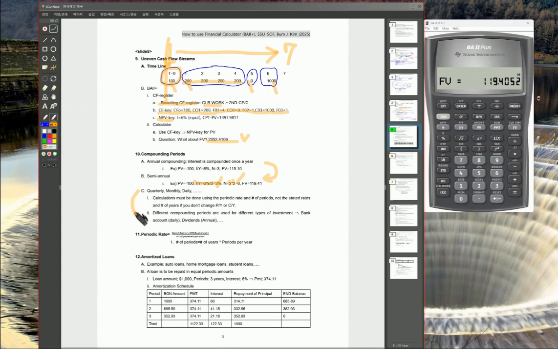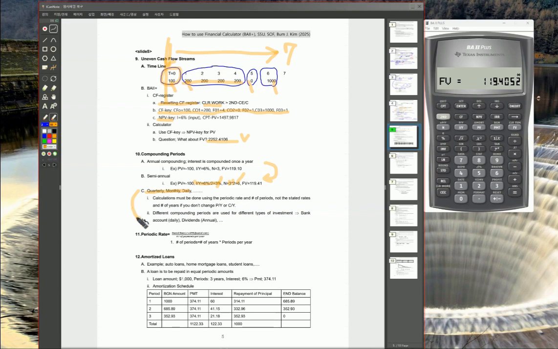Obviously, there are many different frequencies of compounding: quarterly, monthly, daily, and so on. Calculation must be done using the period rate and number of periods. Whatever the actual length of the period, when you're using the calculator, you only focus on the period rate and number of periods, not the stated, quoted, or nominal rates and the number of years. If you don't change the C/Y setting, and we mentioned that we're not going to change that setting at all, we only focus on the periodic rate and number of periods.